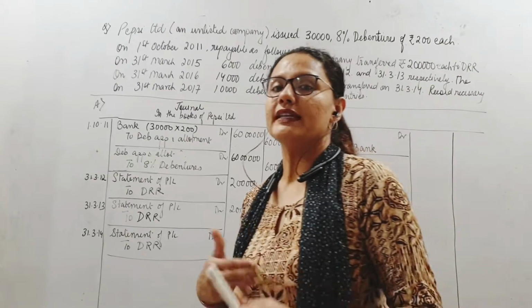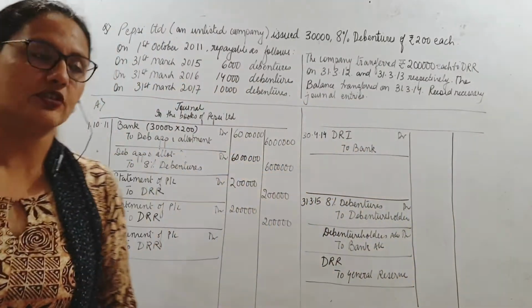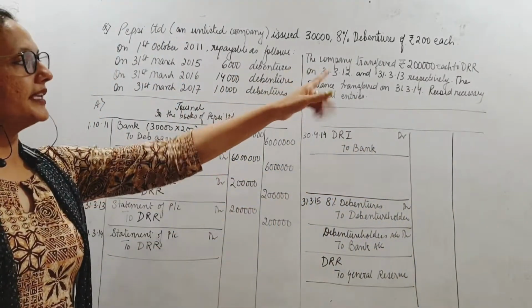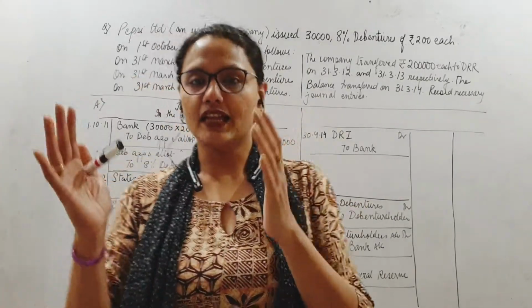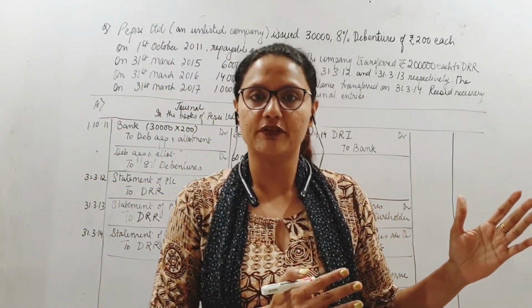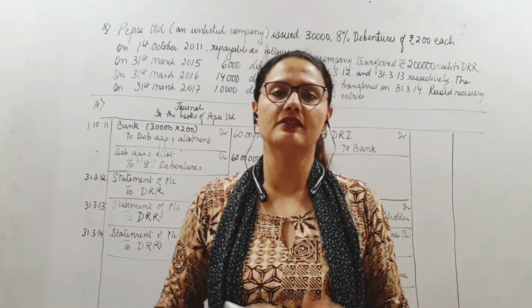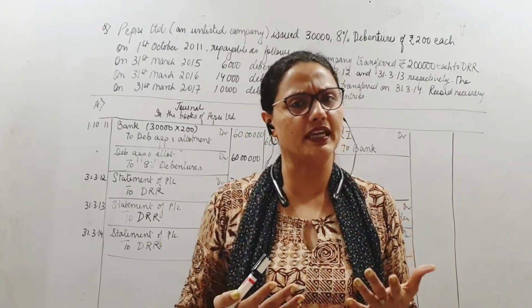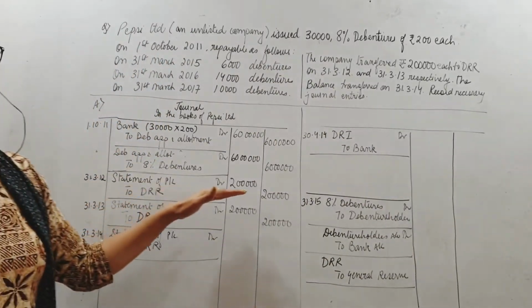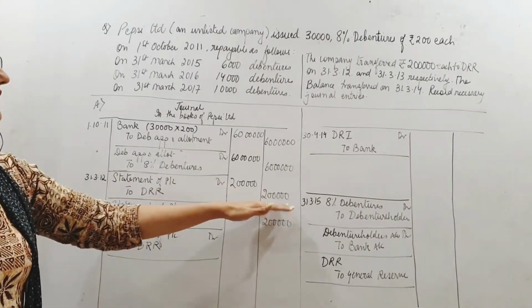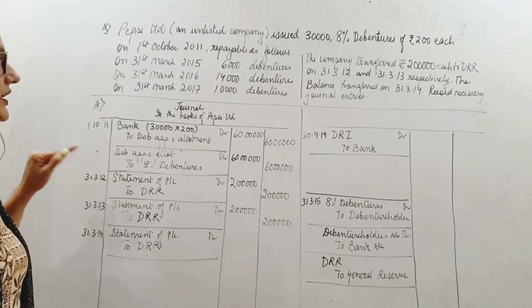Now we are going to start with the redemption process. We are creating DRR. What is the entry for creating DRR? Yes, we are taking out a certain part of profit from the surplus, the statement of P&L. Yes, statement of P&L debit to DRR. This is what we have created on the given date 31/3/12.